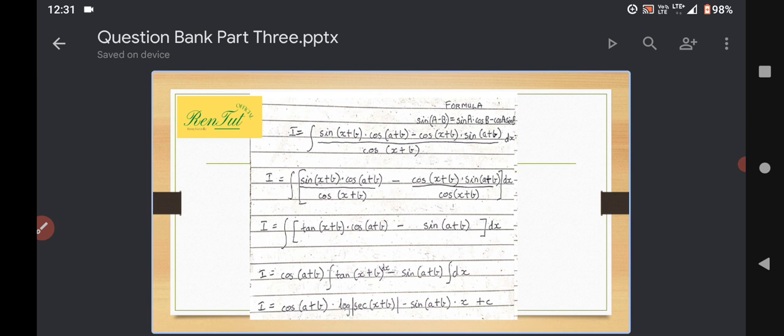So this is the final answer. I is equal to cos(a + b) into log mod of sec(x + b), smaller bracket close, mod close, minus sin(a + b) into x plus c. So we have reached this, this is our final answer.